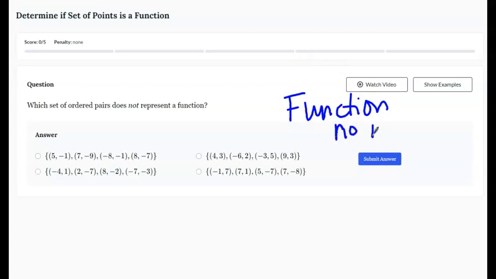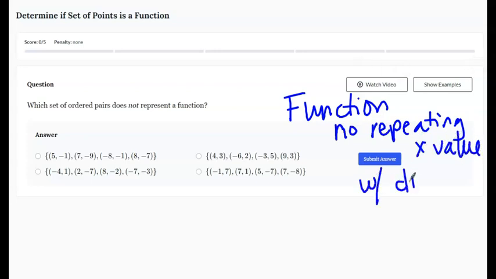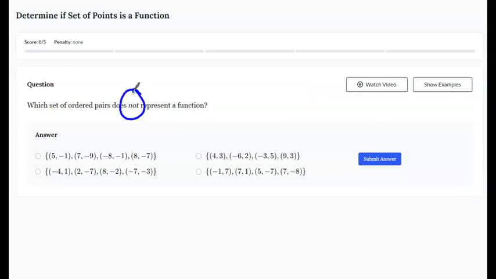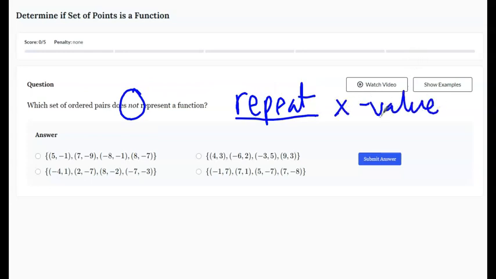cannot have any repeating x values with different y values, right? You can repeat an x value as long as you repeat the y value. But you can't have repeating x's with different y's. So in this question, it says which set of ordered pairs is not a function? So if we want something that's not a function, then we want to find a repeating x value. That's what we're looking for.